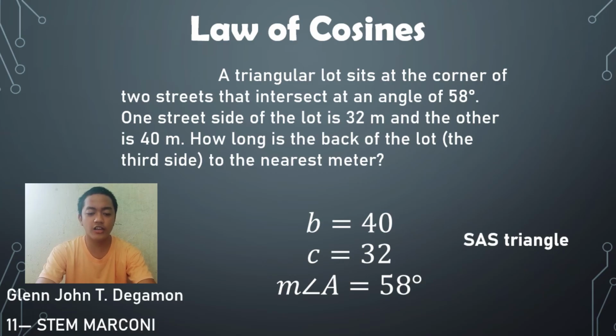A triangular lot sits at the corner of two streets that intersect at an angle of 58 degrees. One street side of the lot is 32 meters and the other side is 40 meters. How long is the back of the lot, or the third side, to the nearest meter? So, notice that our given word problem is using a SAS triangle, two sides and an included angle. So, we'll be using the formula of the law of cosines.